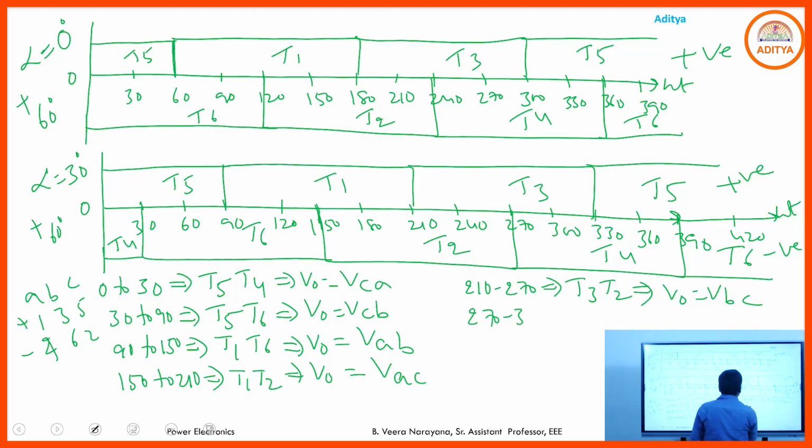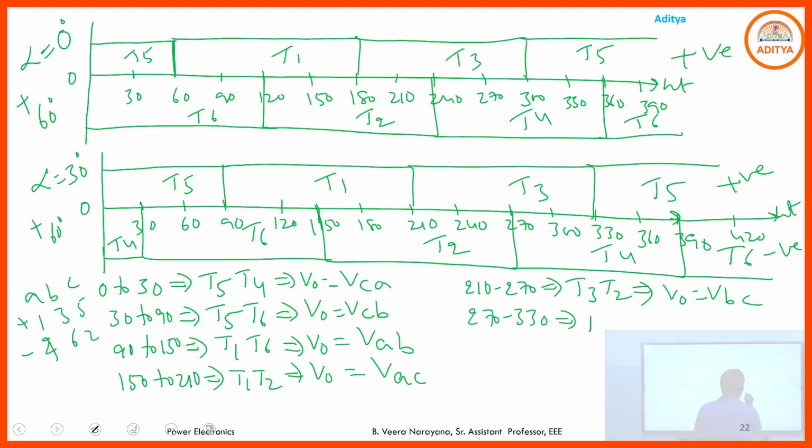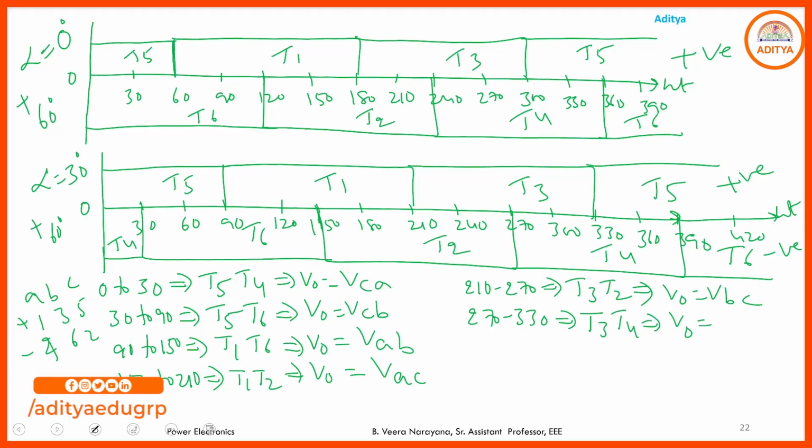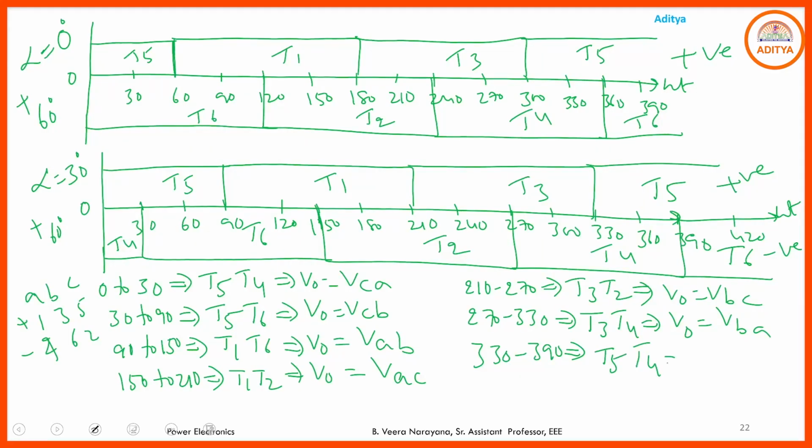270 to 330, T3, T4, VBA. 330 to 390, T5, T4, which is the first one. So V0 is equal to VCA. So where we start, the loop continues again. In this manner you are getting the output voltage expression.